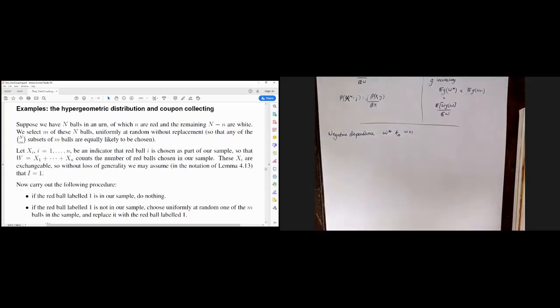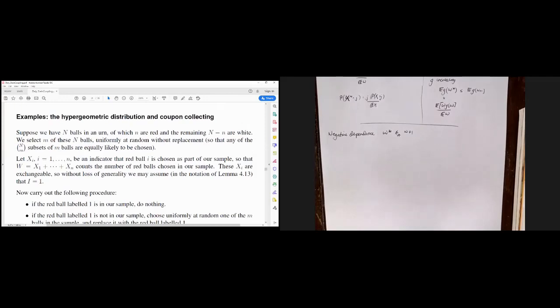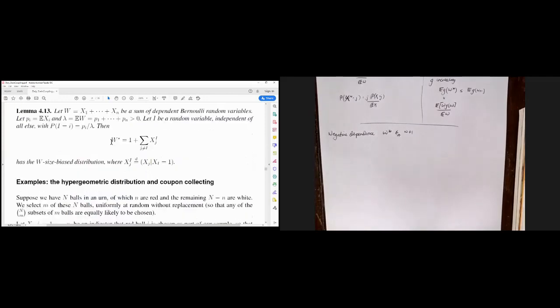So I assume that I've picked some of these red balls. I've picked m of them out of my bucket, out of my urn. Then how do I construct the size biased version of that sum of the Bernoulli random variables? So all I do is I use the lemma that we just had before the break. So what do I have to do?